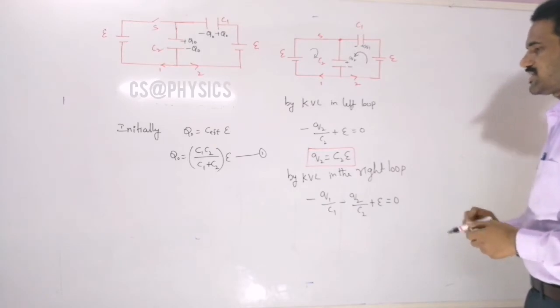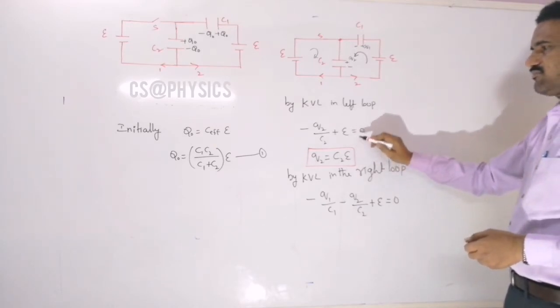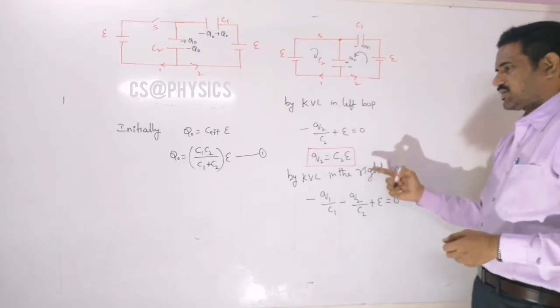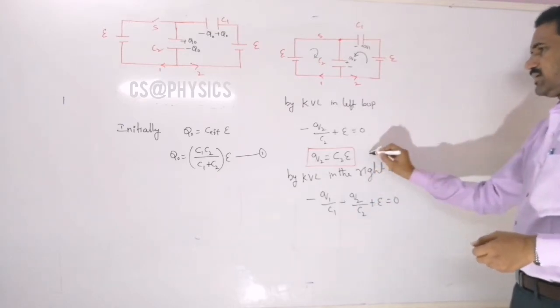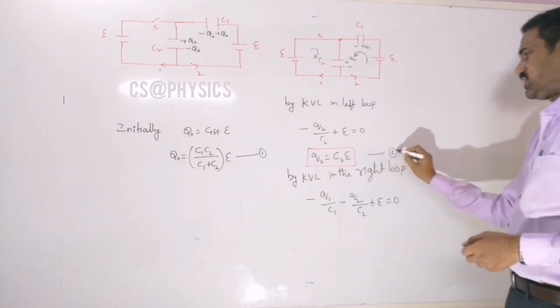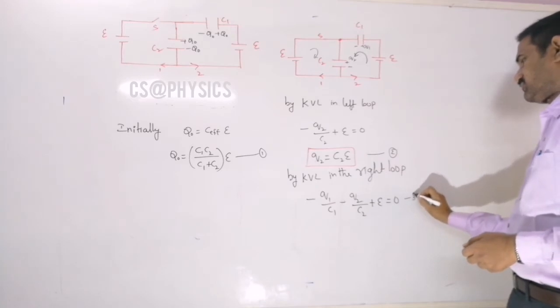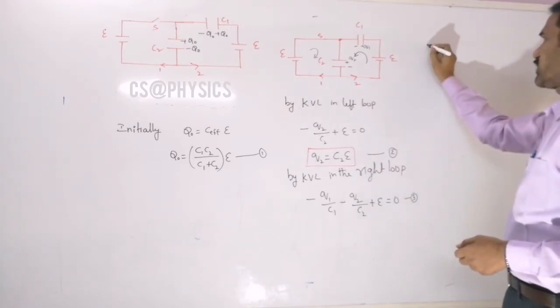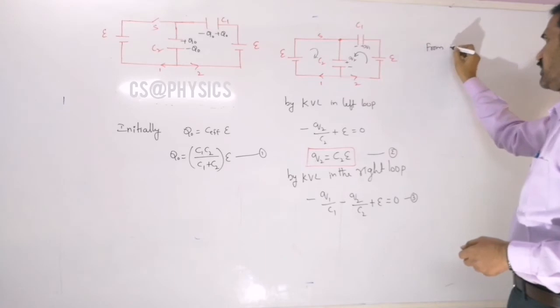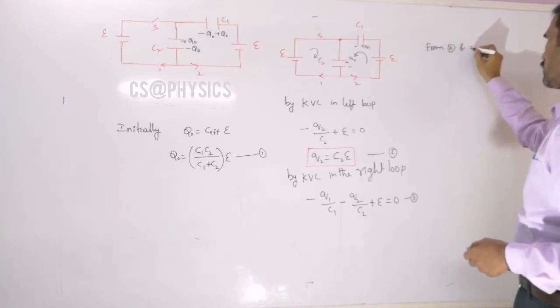Now you can observe these equations here. Let us take this as equation 1, this as equation 2 and this as equation 3. Then what we can conclude from equation 2 and equation 3.